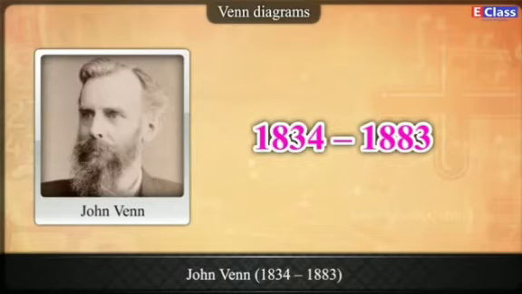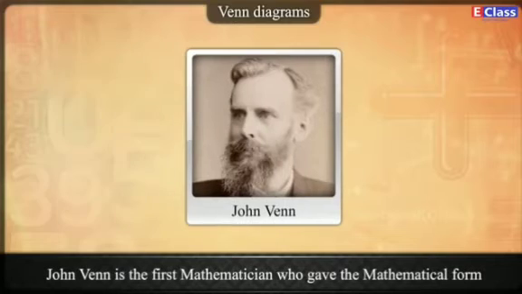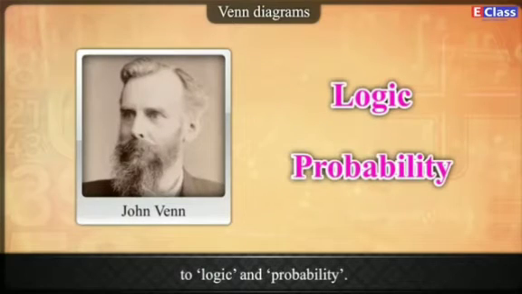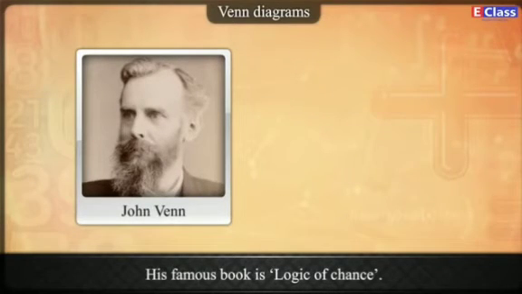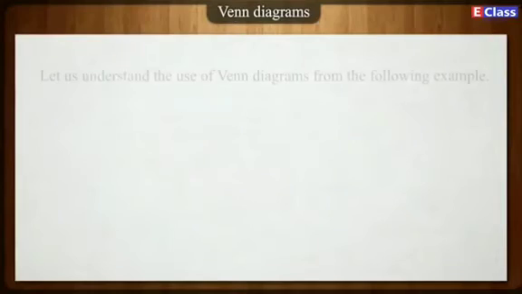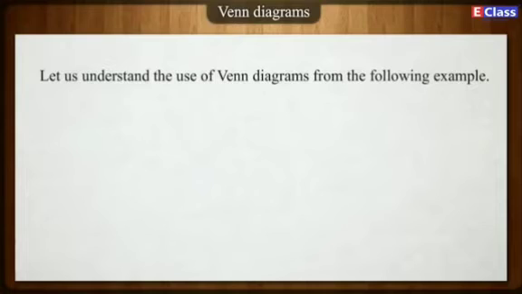John Venn, 1834 to 1883. John Venn is the first mathematician who gave the mathematical form to logic and probability. His famous book is Logic of Chance. Let us understand the use of Venn diagrams from the following example.